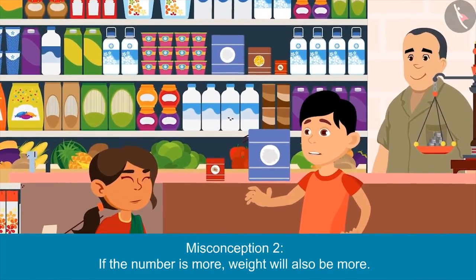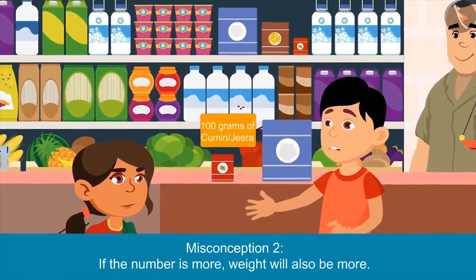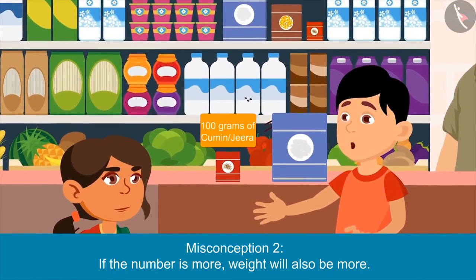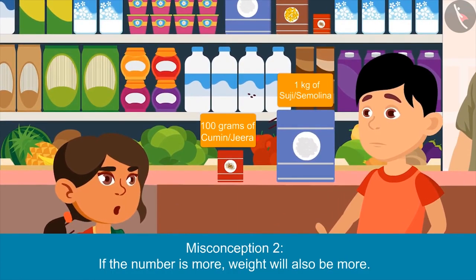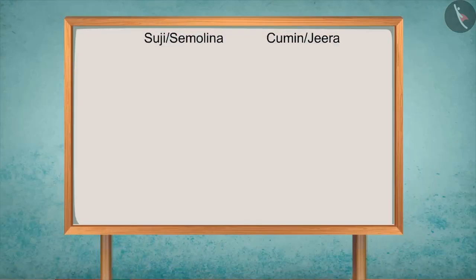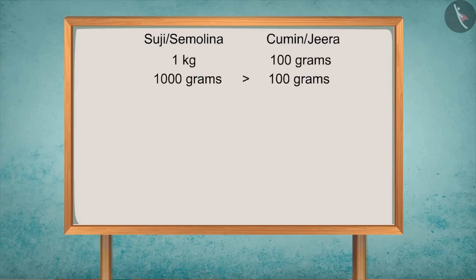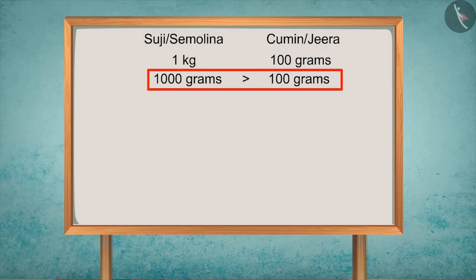You had just picked a packet of 100 grams of jeera and I picked a packet of 1 kg of suji. Yes, brother. Which of these two packets was heavier? Your packet of suji. Why? Because the packet of suji is of 1 kg and 1 kg is equal to 1000 grams. Absolutely correct. So 1000 grams of suji is heavier than 100 grams of jeera.